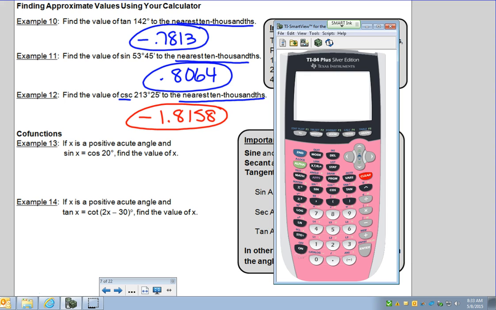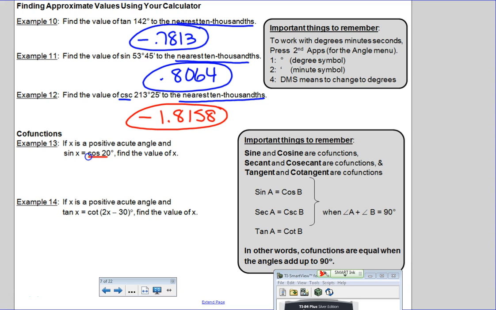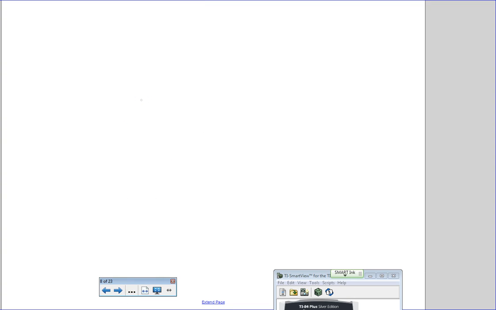All right, we're still talking about values, so we're going to talk about one more thing to do with values. For example 13, if x is a positive acute angle, and sine of x equals cosine of 20, find the value of x. So basically, this is saying that the cosine of 20 is actually equal to the sine of what angle? Those two actually have the same values. I don't have to find the value, I just have to find out what the angle is. I'm just going to insert a blank page for a second to help you understand this. And you don't have to write this in your notes.